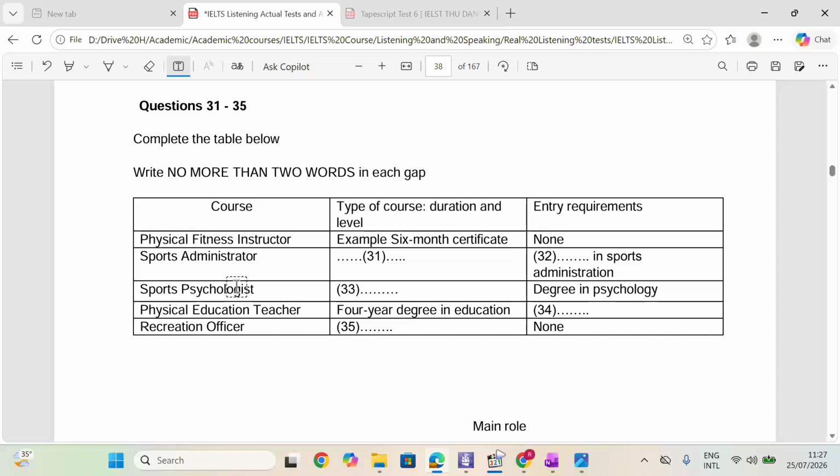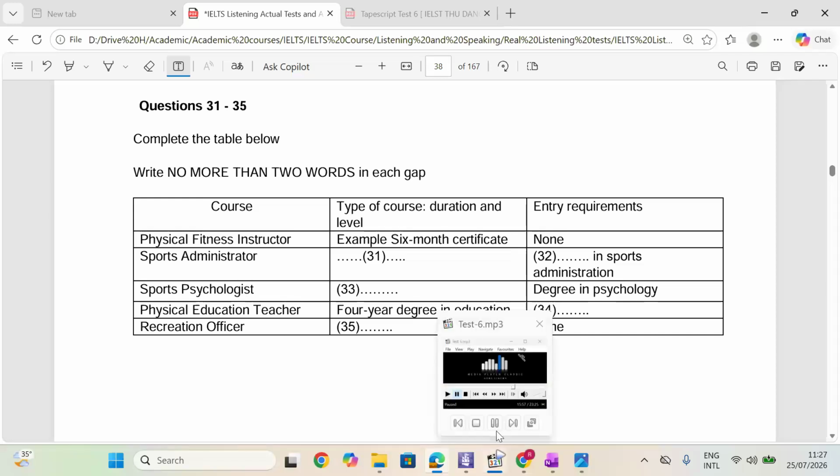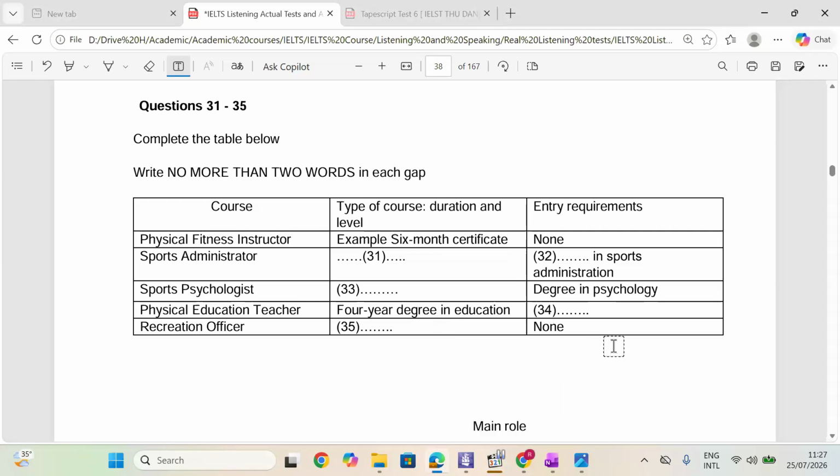Okay. That is the end of section 4. You will now have half. Let's check your answers.